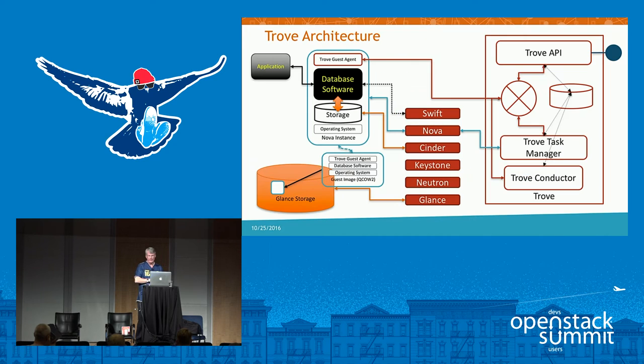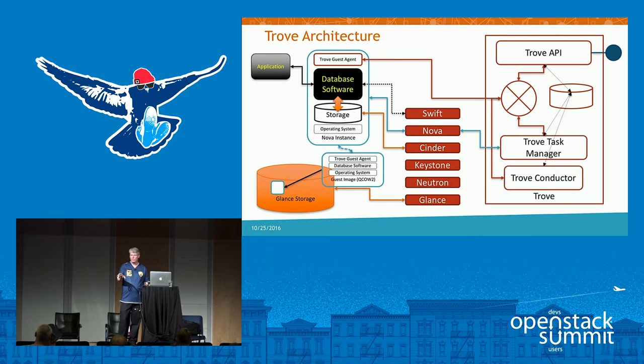Okay, next. Diving more into the architecture. This is how Trove sets up within OpenStack. The first thing I want to show you is how Trove lays on top of standard OpenStack, and then we're going to look at what it looks like on VIO. You have all the services in the middle: Swift, Nova, Cinder, Keystone, Neutron, and Glance. Those are the other OpenStack services that are leveraged by Trove to accomplish its goals.